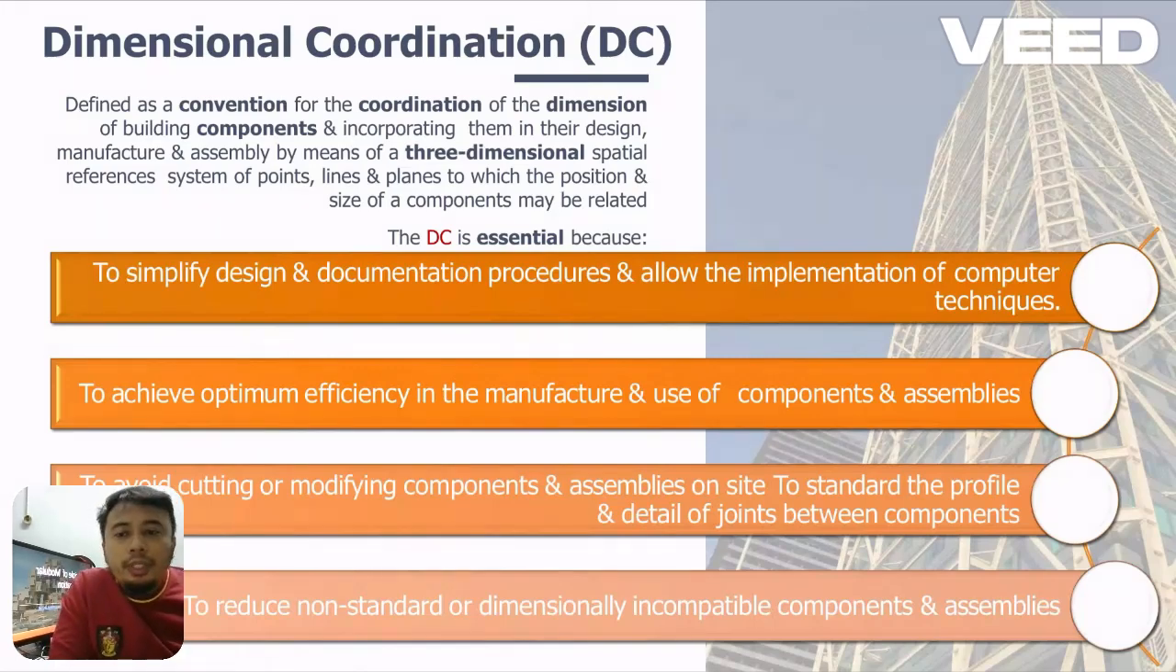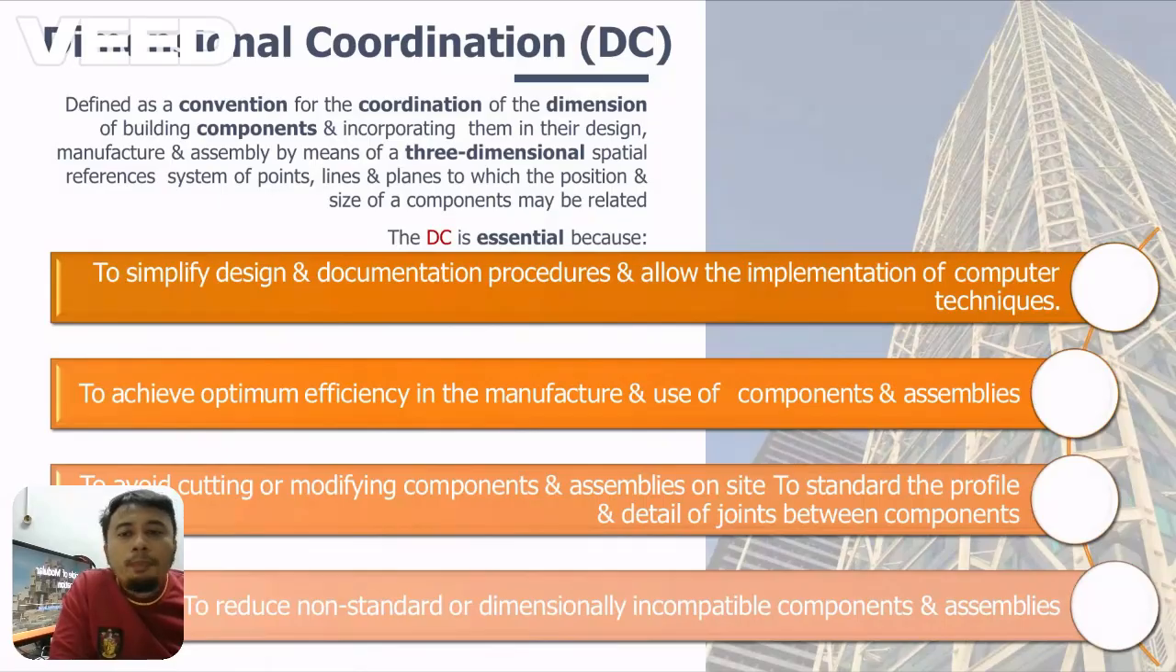Hi, so for the next part of the video, we're going to go a bit deeper into the technical side, which is dimensional coordination, or DC. So DC is a 3D reference system made up of points, lines, and planes. It is used to design, manufacture, and assemble components with precision.